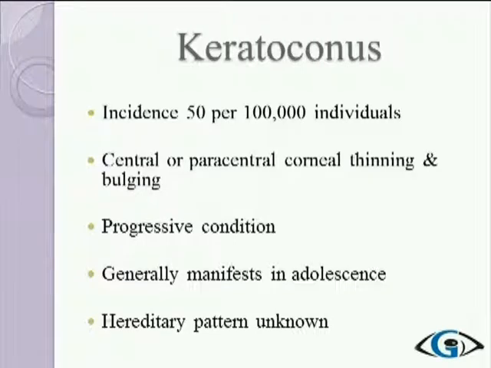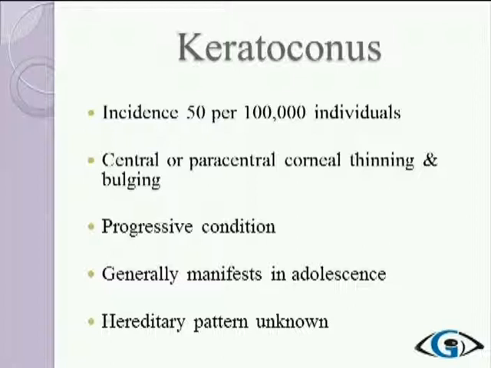Let's take a couple of minutes to talk about keratoconus. We can't have a cornea lecture without talking about keratoconus. It's one of those things that if you are in practice as an ophthalmologist, you will see this. This is common. Its incidence is about 50 per 100,000 individuals. Keratoconus is characterized by central or paracentral corneal thinning and bulging.